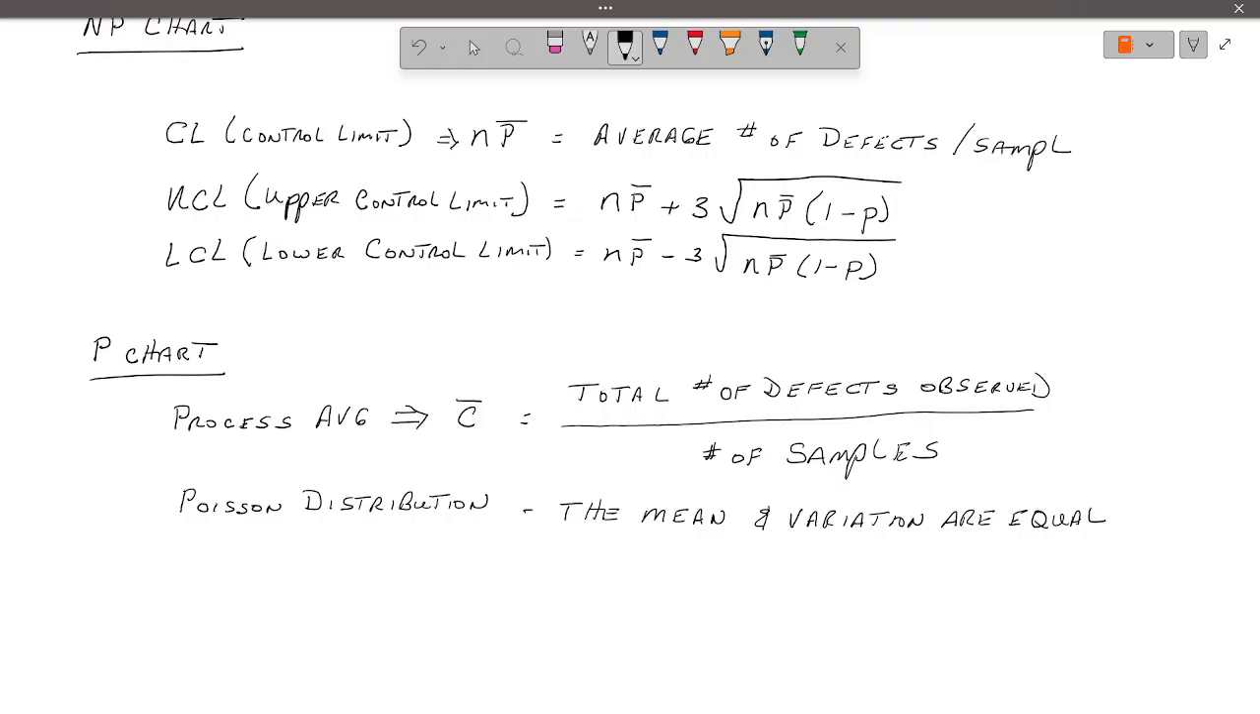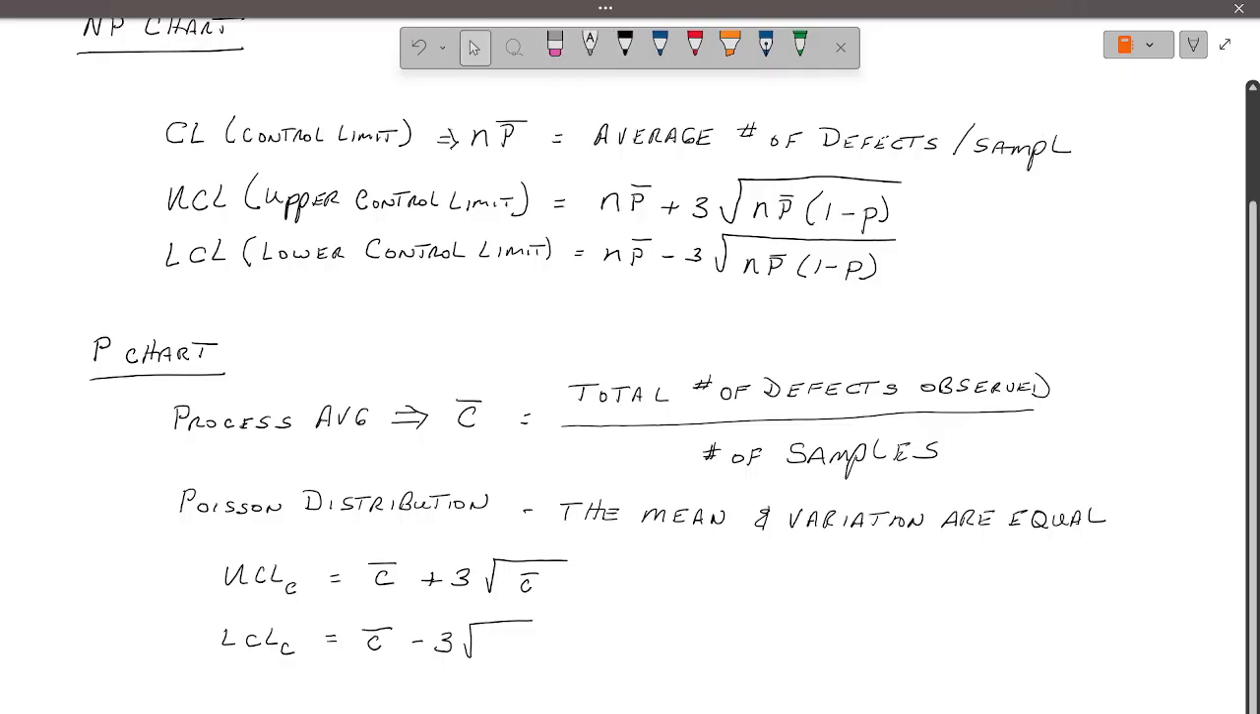Okay. All right, and this has upper control limits. So I'm not going to write the whole thing out again. I'm just going to use the abbreviations. So our upper control limit for a C chart is the average C plus 3 square root of the average C. Okay. And then the lower control limit is the average C minus 3 square root of the average C.